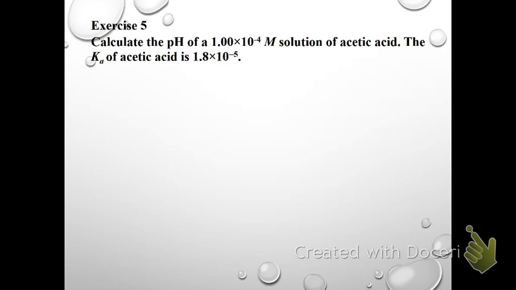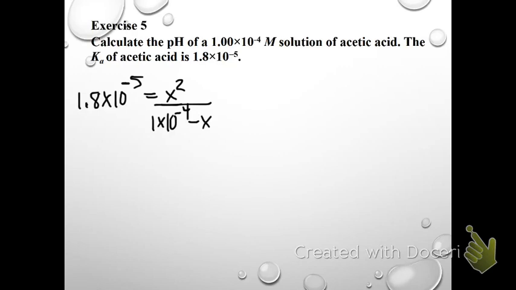Okay. Let's do another one. This time we have still acetic acid, but this time we have a much smaller concentration. I'm going to show you that if you want me to go back and actually write out the rice table, I will. But I'm going to show you that we can do this a lot quicker because we can say 1.8 times 10 to the negative 5 equals x squared over 1 times 10 to the negative 4 minus x. All right, so we are going to neglect x and see what happens.